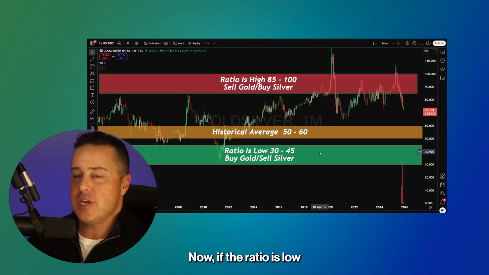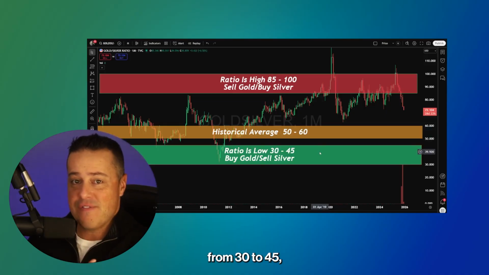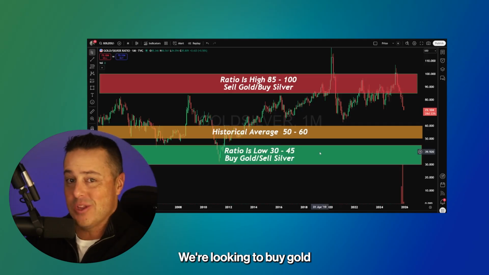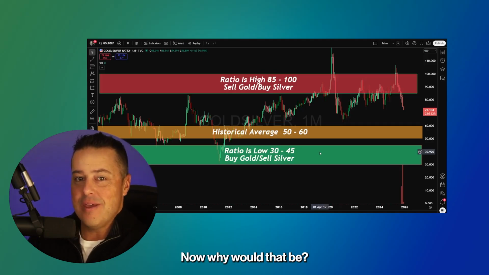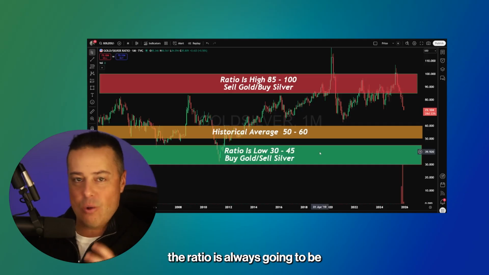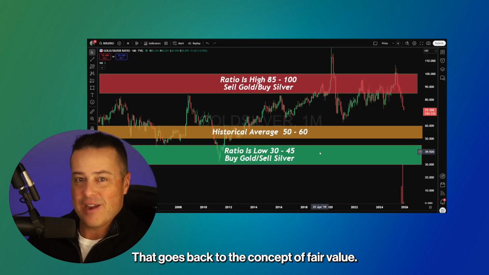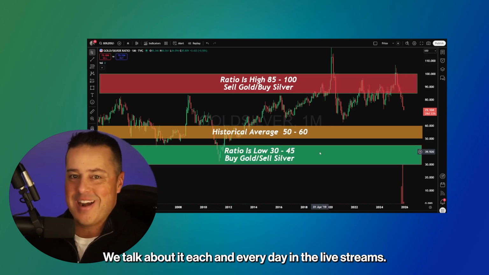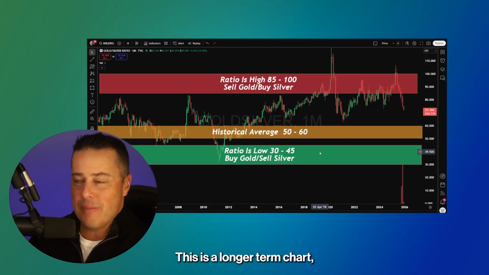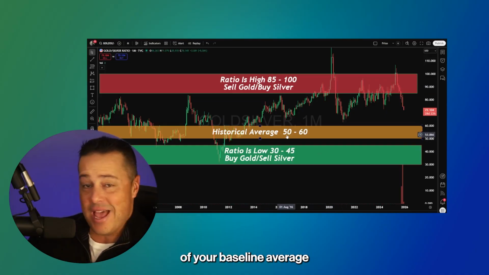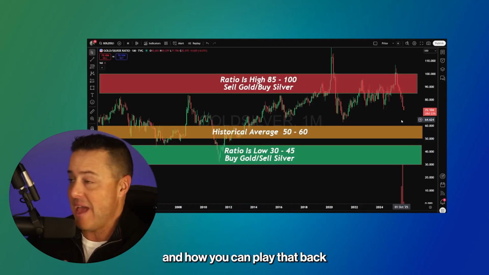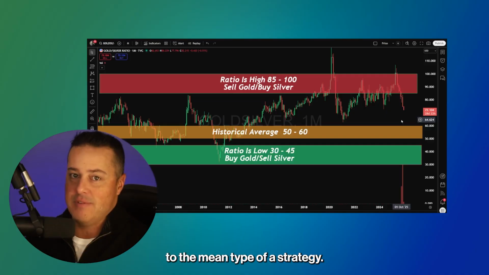Now, if the ratio is low, from 30 to 45, you're going to look to do the opposite of what we did when the ratio is high. We're looking to buy gold and sell silver. Now, why would that be? Because gold's relatively cheap compared to silver. Now, the idea here is that the ratio is always going to be seeking a point of equilibrium. That goes back to the concept of fair value. We talk about it each and every day in the live streams when we're looking at short-term charts. This is a longer-term chart, but it gives you a good idea of your baseline average and what you do when you're undervalued and when we're overvalued, and how you can play that back to sort of that reversion to the mean type of a strategy.